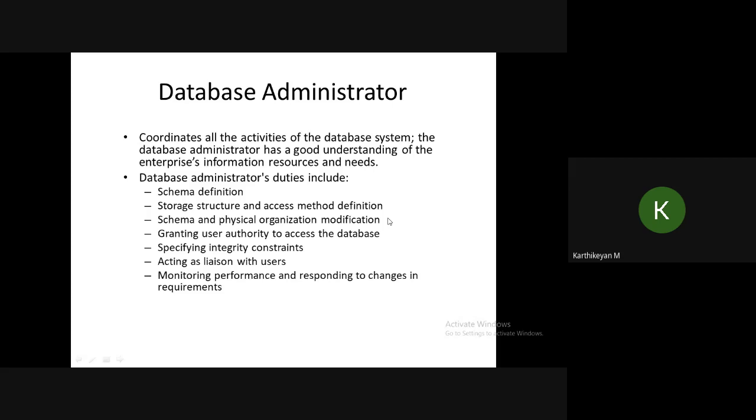Then the third role is about the schema and physical organization modification. Schema and physical organization modification means where exactly the server has to be located, and usually they will be treated as a master and local server. Periodically, they are going to maintain the backup, like maintenance of the server will be called a backup of the server.